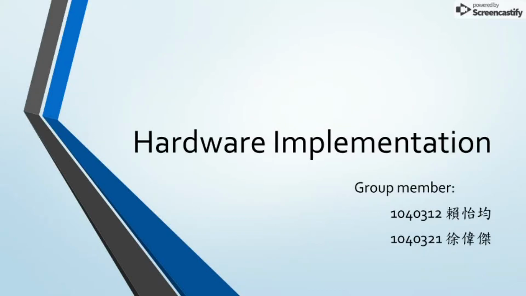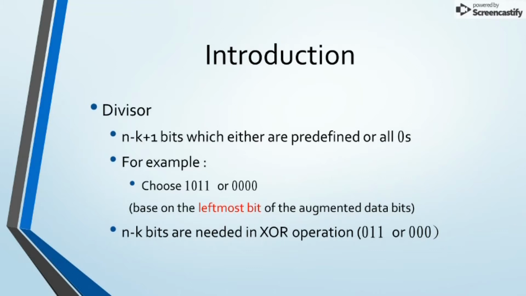We are going to introduce hardware implementation. Introduction, divisor. There are n-k plus 1 bits which either are predefined or all zeros. For example, choose 1011 or all zeros based on the leftmost bits of the augmented data bits. N-k bits are needed in the XOR operation, 011 or all zeros. The leftmost bit is not needed because the result of the operation is always 0.